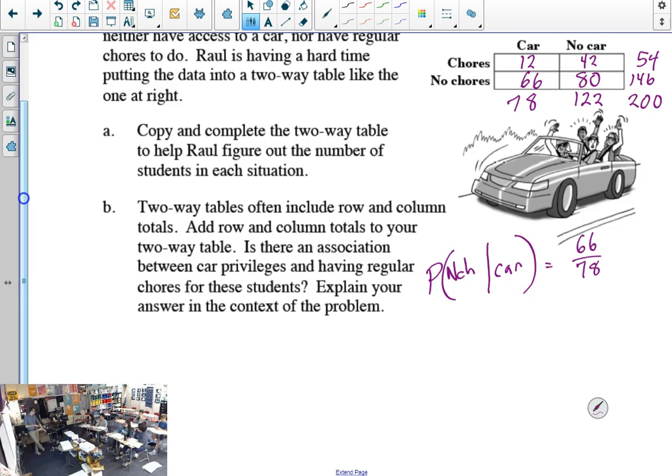What did you compare that to? We have to compare, right? To say that there's an association. Otherwise, what's your statement? Like, what are you saying? We compare it to the number of people who have chores but also have a car.